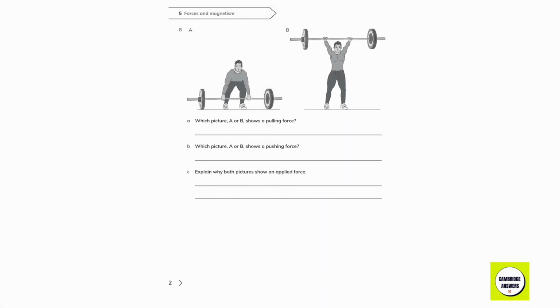Question number 8. Which picture, A or B, shows a pulling force? Picture A. Which picture, A or B, shows a pushing force? Picture B. Explain why both pictures show an applied force. The person is applying force on the weights by pulling or pushing.